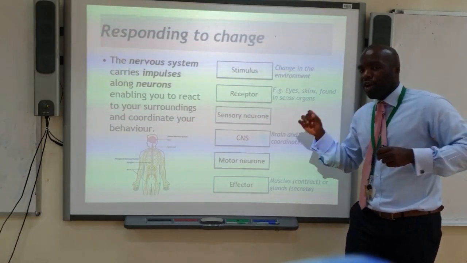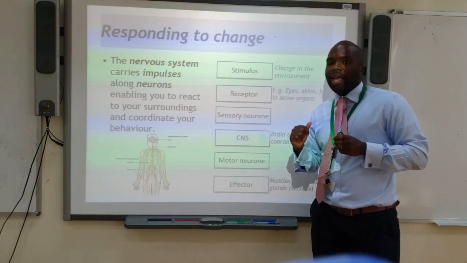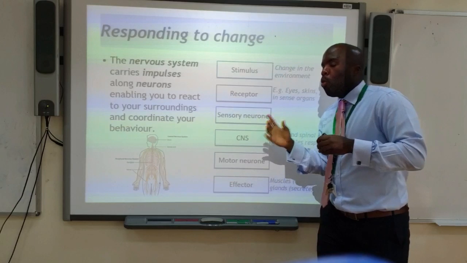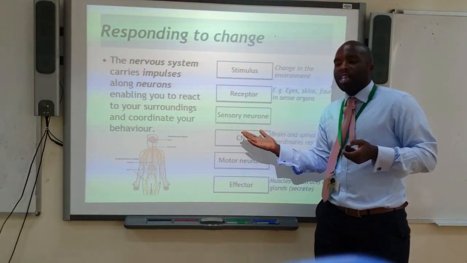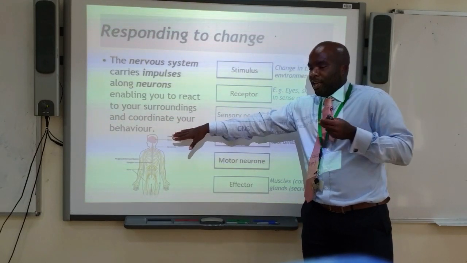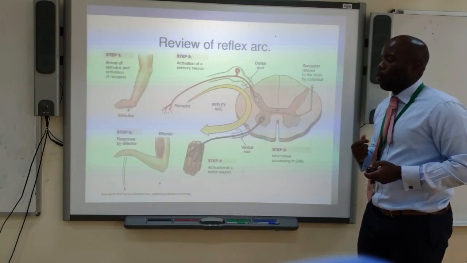Don't forget we said our relay neuron was in our spinal cord. Now, the relay neuron will pass the signal on to our motor neuron, which is connected to our effector. The effector brings about the change or the response. In this example, the effector, the muscle, contracted to move my hand and my arm away.